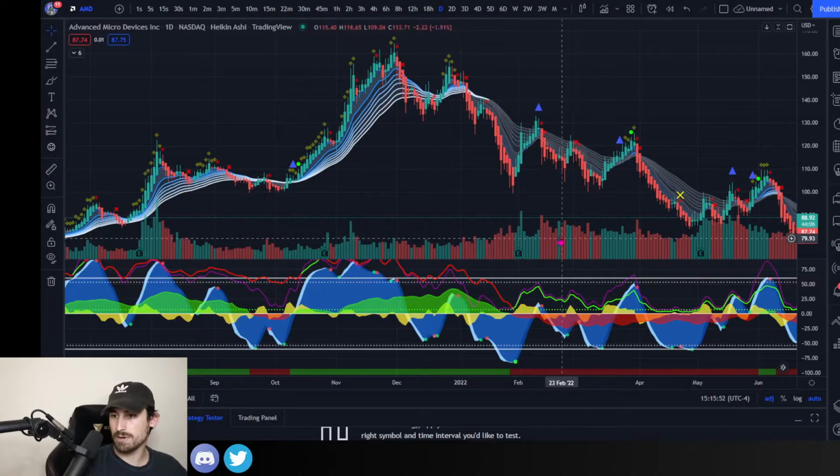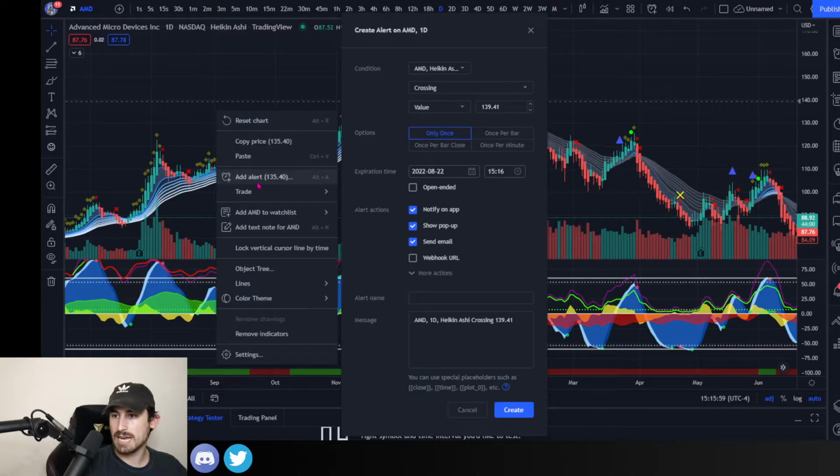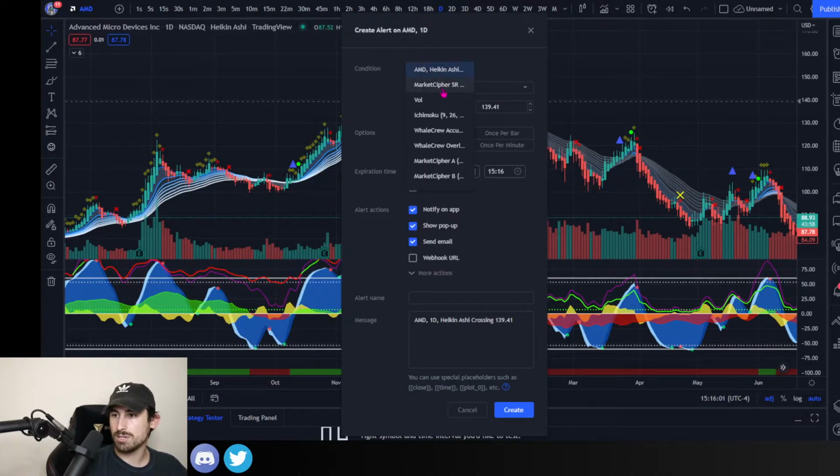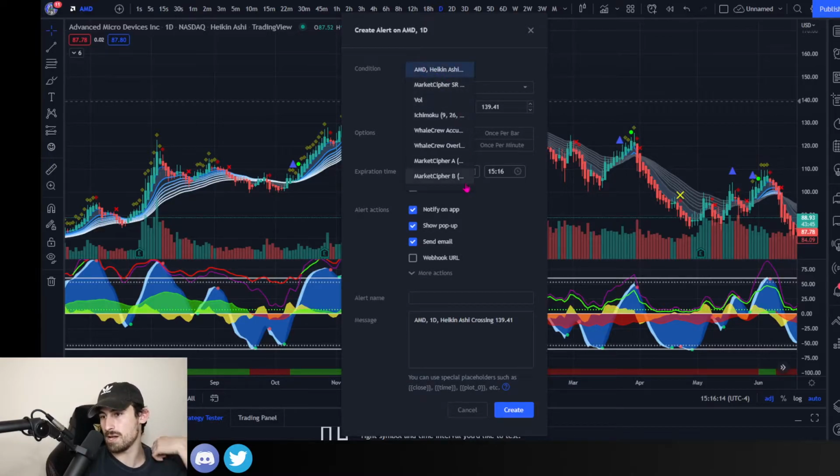And you can set an alert for anything on Market Cipher. So let's go over that. You add alert. You right click the chart, press add alert, then go to condition, and select Market Cipher A. So Market Cipher A, you can just do a red X. So whenever there's a red X, you'll get alerted. You can have these pushed to your phone as well.